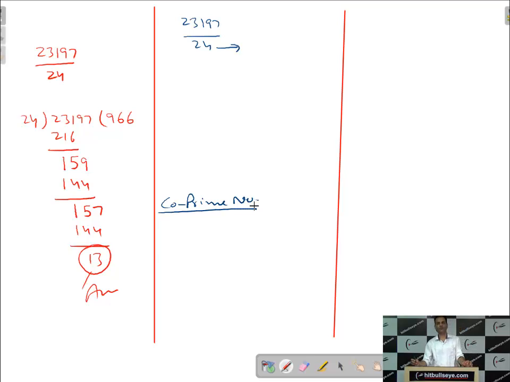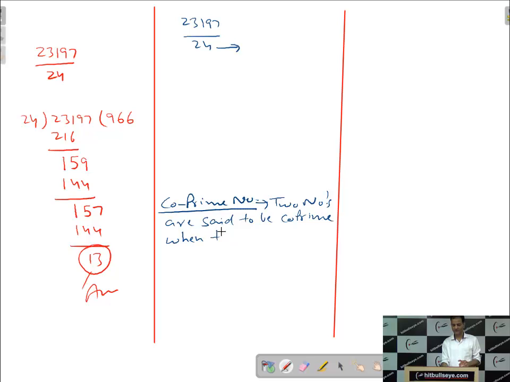Co-prime. I think that you are aware of co-prime numbers. If you are not aware, then please write: two numbers are said to be co-prime, students, when their HCF is 1. This is a very important thing. When their highest common factor is 1, students, two numbers are said to be co-prime.